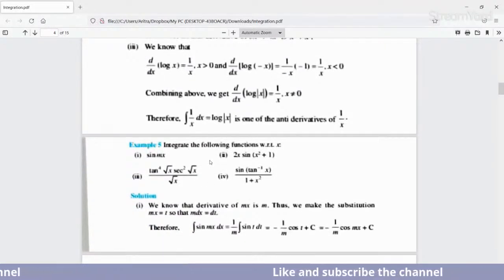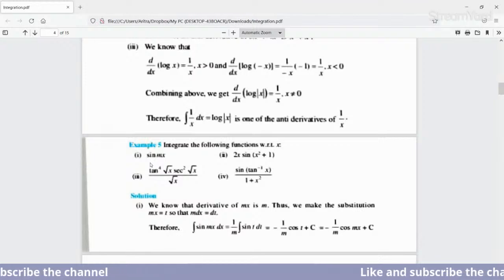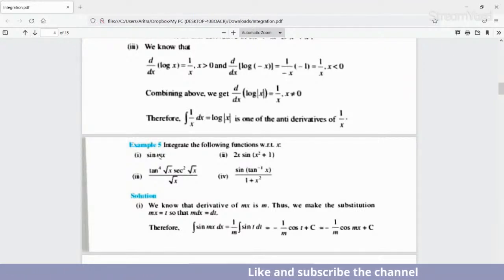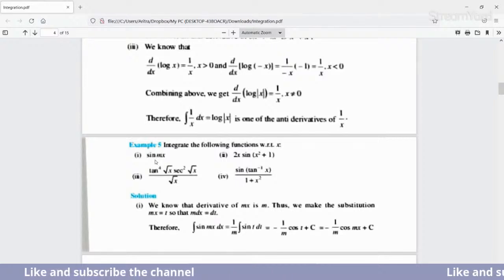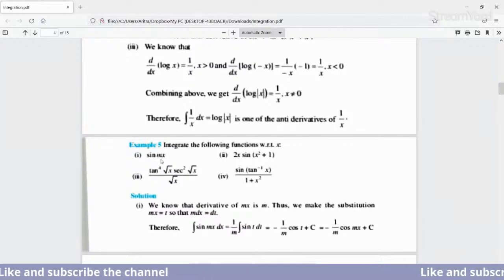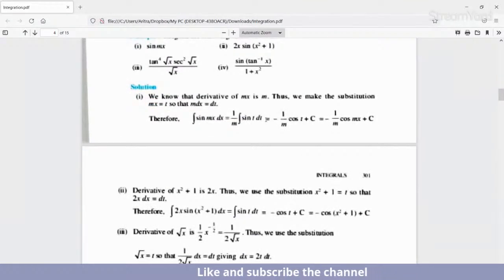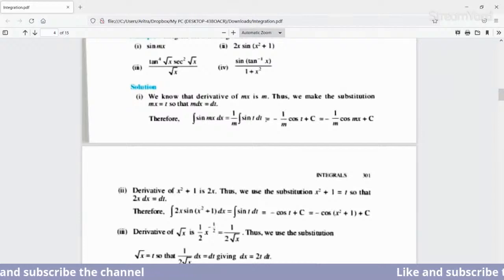Here is the thing which I just showed you a minute before on the whiteboard: sin mx. Here m is the coefficient of x. We learned that the integration of sin x dx gives minus cos x plus c. So when there is an m, the only difference is minus cos mx divided by m plus c. Job done. Next question is 2x into sin of x square plus 1.